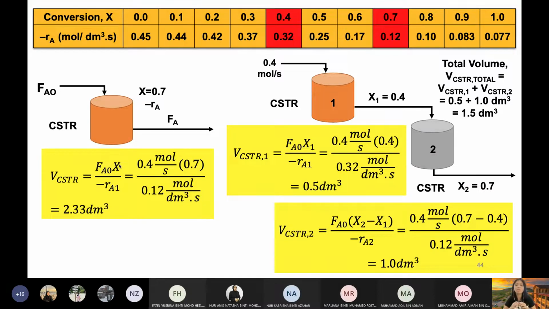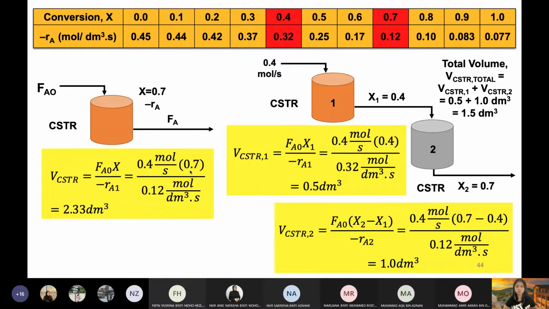So kamu kena ingat, part tu memang kamu kena convert kepada fraction. Sebab every semester memang akan ada 10 to 20% of students who do this error. So I have to keep repeating. Dapat percentage, tukar dalam bentuk fraction untuk pengiraan. Okay, so 70% becomes 0.7. So kalau dalam bentuk fraction, conversion tu dah tak ada unit, it is dimensionless. Tak ada unit, tak ada dimension.